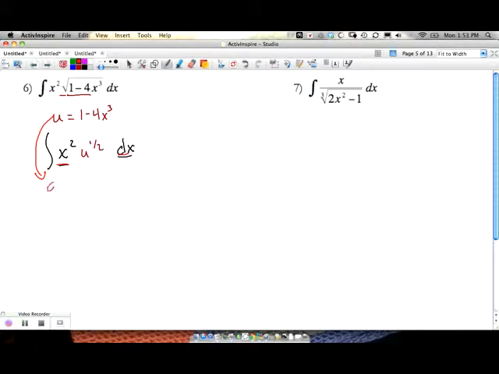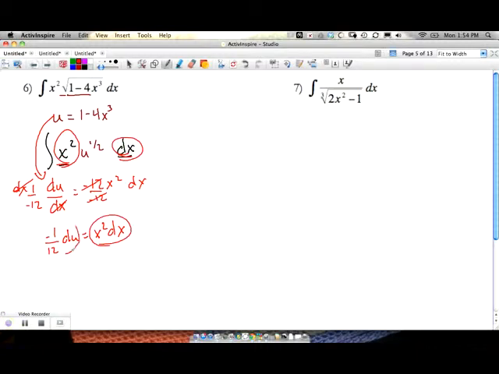Well, to do that I need to take the derivative. So du dx is going to be equal to negative 12x squared. But I just want x squared dx. So I have to divide both sides by negative 12 and multiply by dx. So I'll have negative 1 over 12 du equals x squared dx. All right, now I'm ready to substitute these 2 pieces, the x squared dx, for a negative 1/12 and a du.